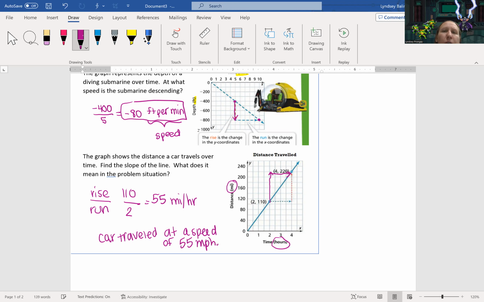Okay, so slope: up and down first, then left or right, write your rise over run, and look at those axes to see what the y and the x units are. And that's going to tell you what units are really corresponding to the slope that you're getting here.